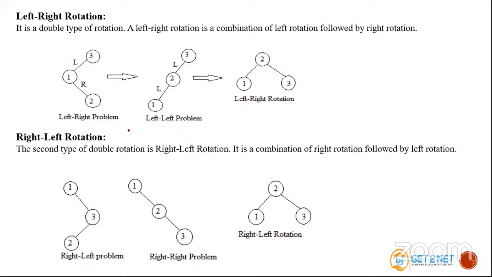See, Shwetalina, in the left-right rotation, this is my node. This is my root node. 3 is my root node. To the left of the 3, to the left subtree of the 3, there is another node, that is 1. And to the right of that subtree, that means to the right of the 1, there is another node, that is 2. That means which problem it becomes?